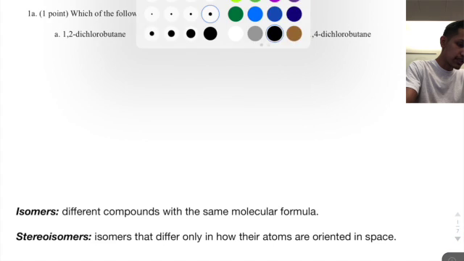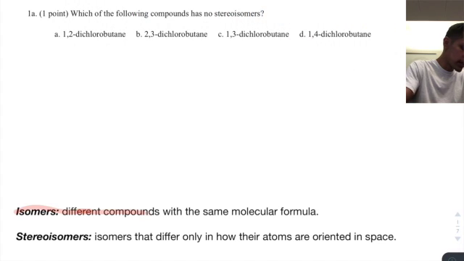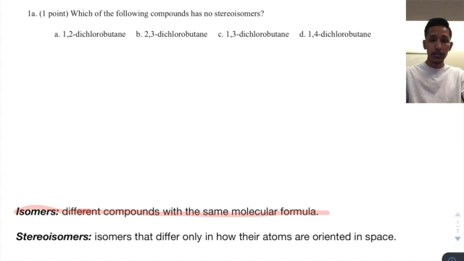So I've got some definitions down here for you. An isomer in general is just a different compound with the same molecular formula. We've already run into this with structural isomers, compounds that have the same molecular formula but are arranged differently. But stereoisomers are isomers that differ only in how their atoms are orientated in space. So we're going to draw out these compounds and see where we run into stereoisomers, and the answer that does not have any stereoisomers is going to be the correct answer.